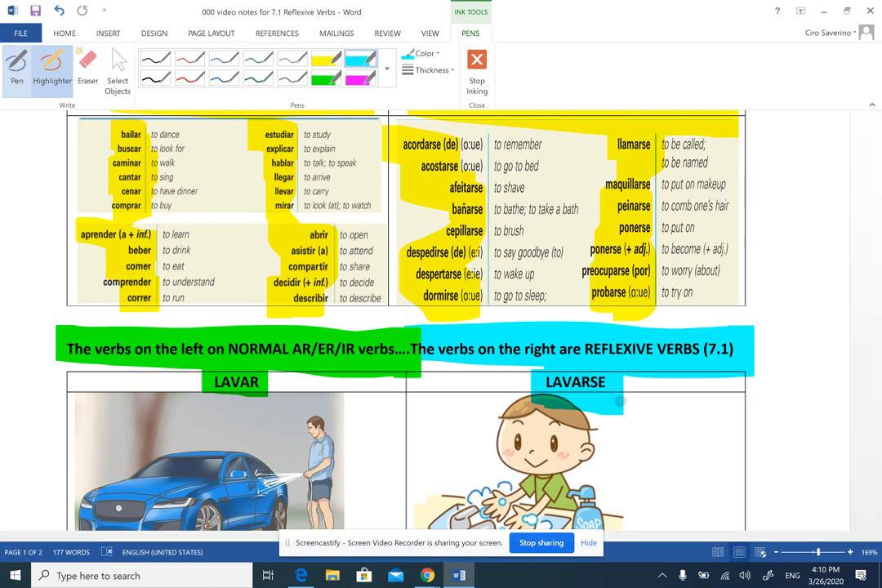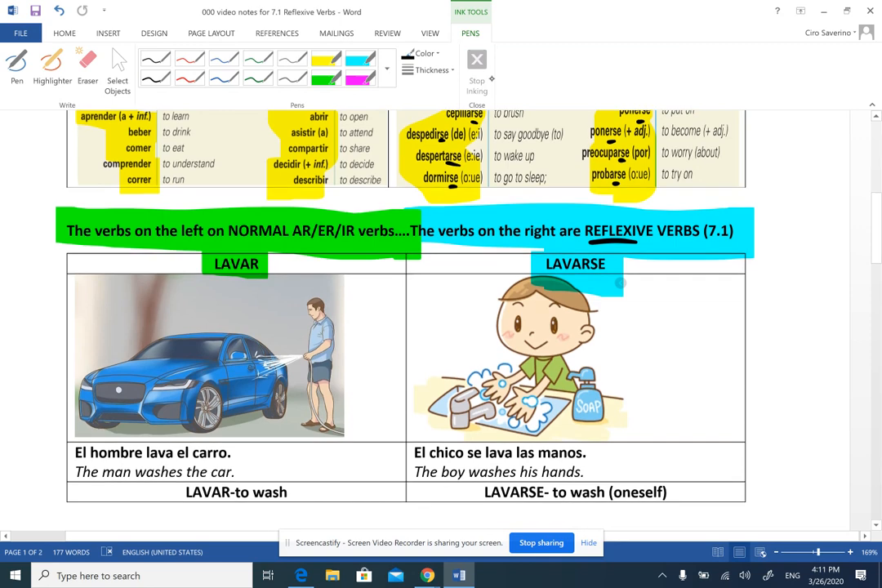And you know a verb is reflexive when you see this "se." Again, when you see this "se." See how all these verbs have "se" in it? "Se" is a reflexive pronoun. And "se" is what tells us it's a reflexive verb. So let's look at these.